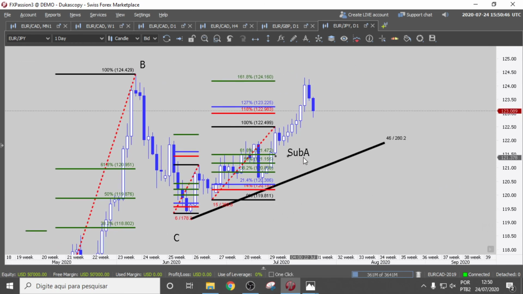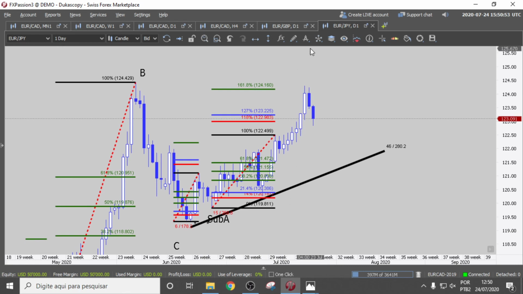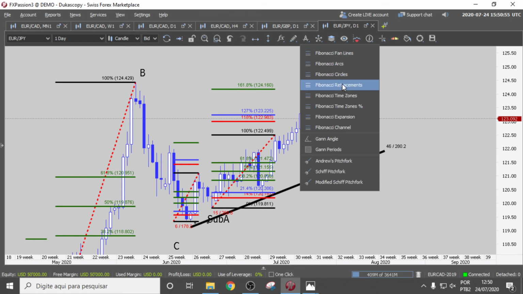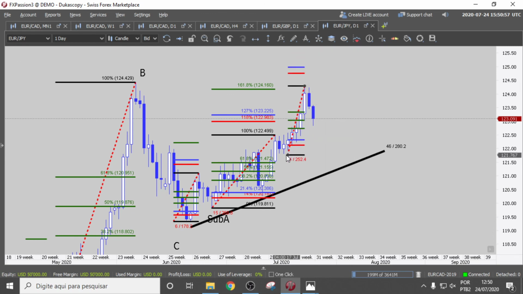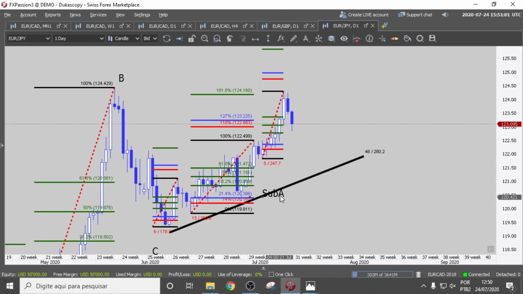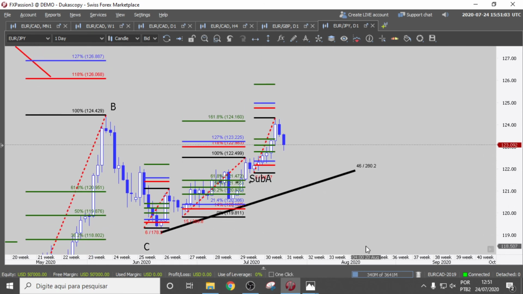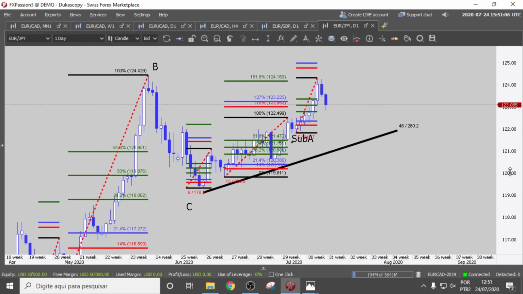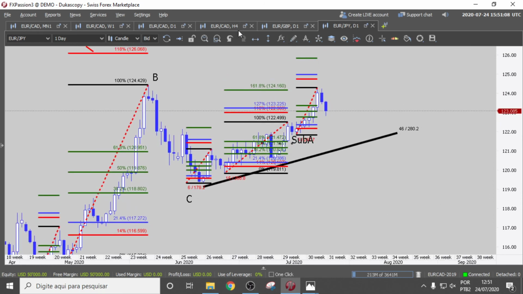So we need to wait until the market closes the high, and then we are going to adjust our Fibonacci. We can project it, right? So most likely it's going to be like this, right? So this is going to be our new sub A, sub B, and so on. Nothing special, right? Just follow the rules.